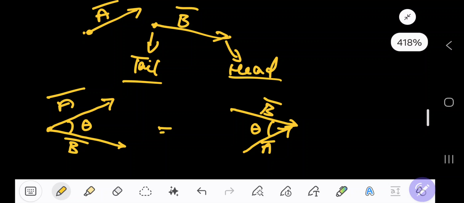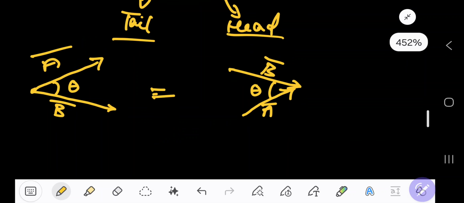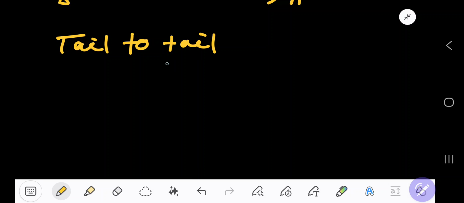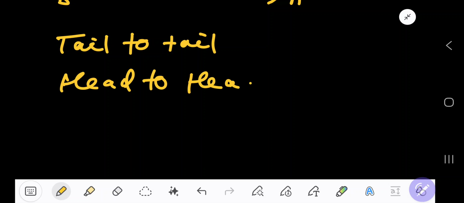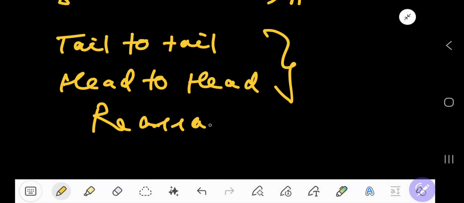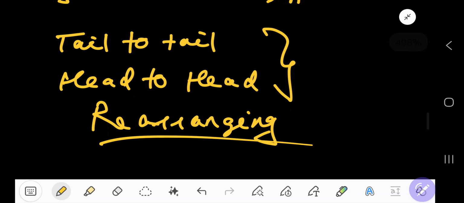So when you join the tail and tail, you get an angle theta, and when you join the head and head, you also get an angle theta, which are equal to each other. So you can do either of the two. This is called tail to tail and head to head rearranging. And that's how you find the angle between two vectors.